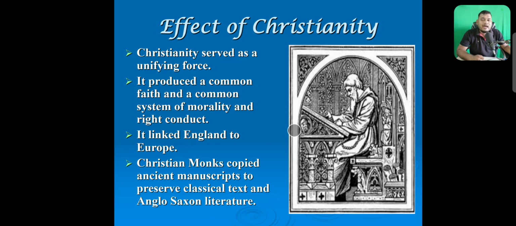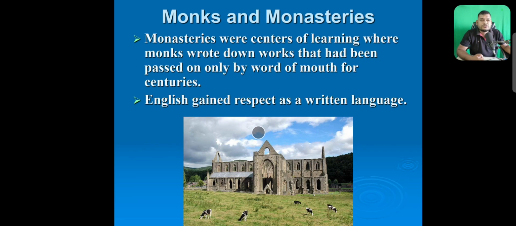Monks and monasteries. Monasteries were centers of learning where monks wrote down works that had been passed on only by word of mouth for centuries. English gained respect as a written language. So there were monasteries and monks at that time, and there was also written language as proof.